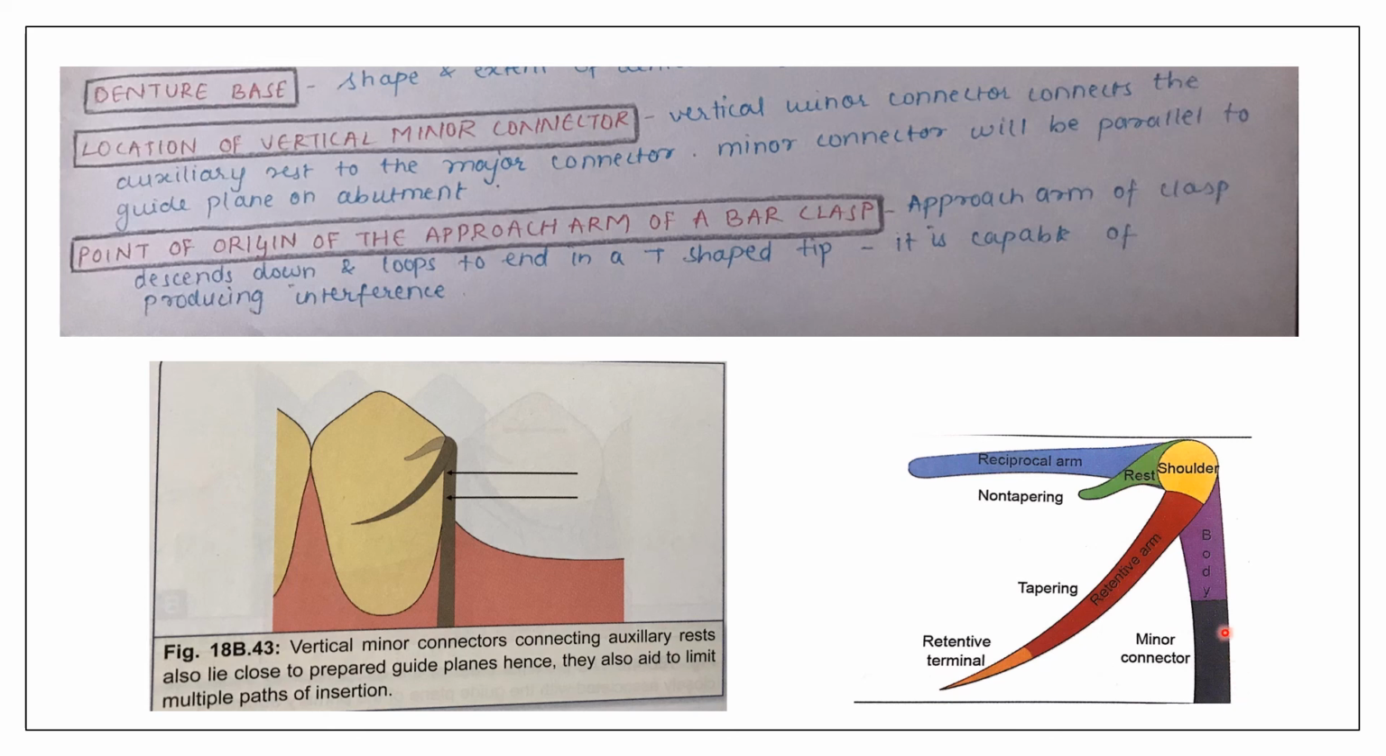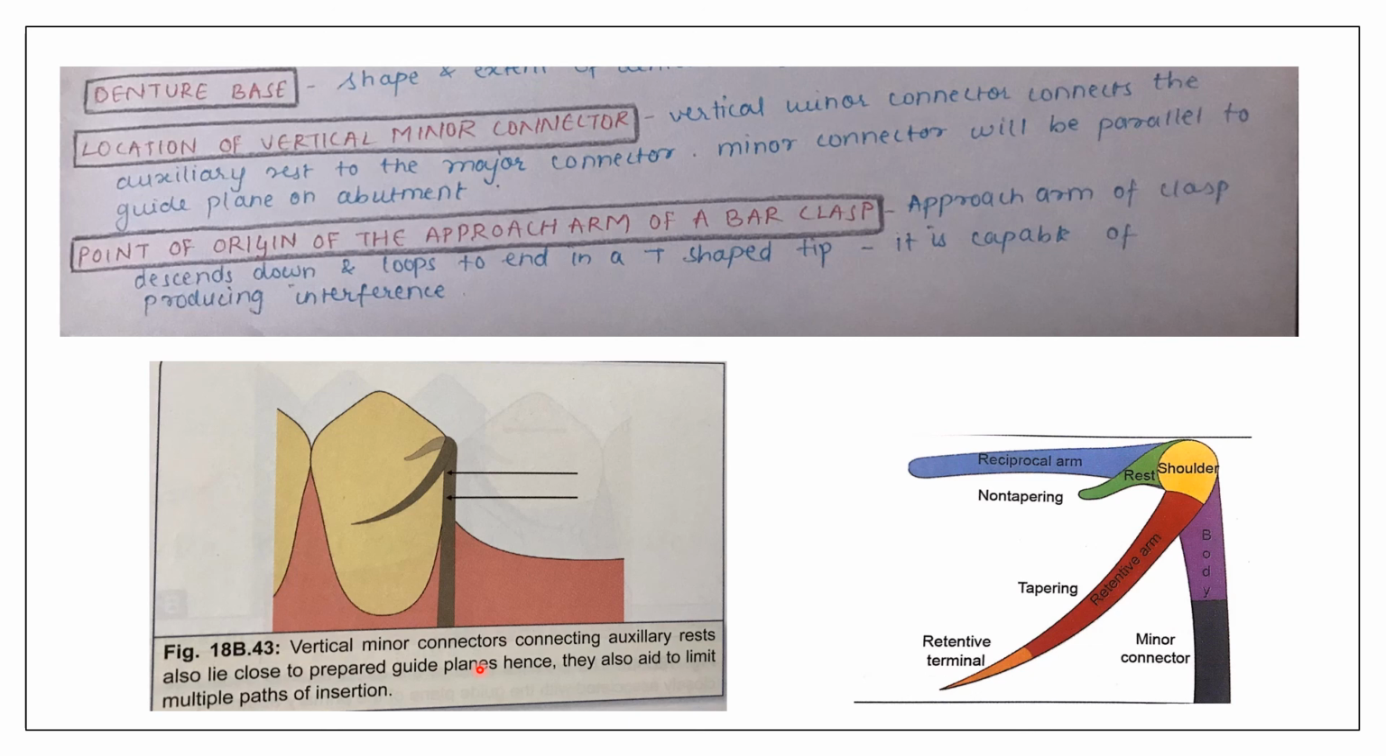So your minor connector is connecting this rest and the major connector, and it should be parallel to the guide plane. So if this is your vertical minor connector, it should be parallel to your guide plane. You have prepared your guide planes over here, and it should be parallel to them. The vertical minor connector connecting the auxiliary rest also lies close to the prepared guide planes. Hence, they also aid in limiting multiple paths of insertion.